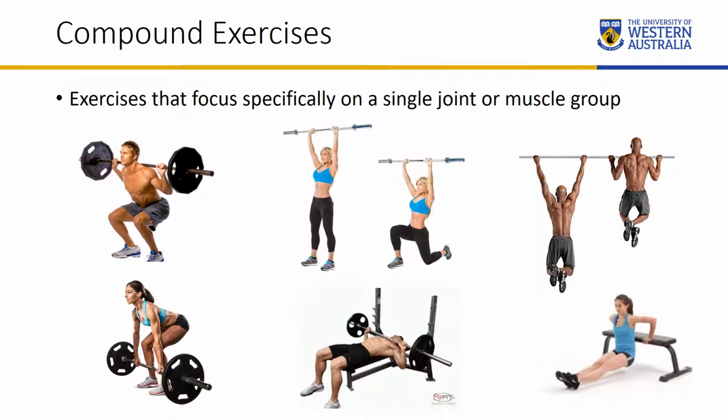Compound exercises, on the other hand, are multi-joint exercises that recruit several major muscle groups. For example, during the bench press exercise, both chest muscles and the forearm extensors can be considered prime movers. The pectoralis major horizontally adducts the arm, while the triceps brachii extends the forearm to complete the bench press movement.